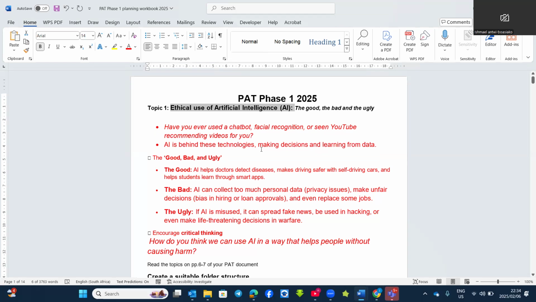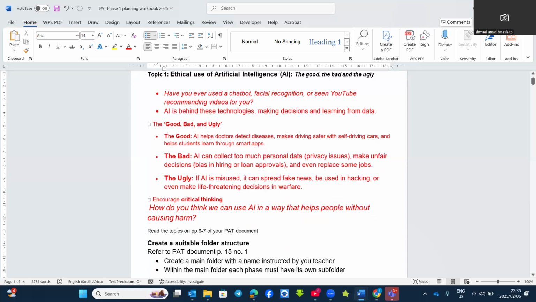So now, let's try to brainstorm this topic. Have you ever used facial recognition? Or have you ever seen YouTube recommending certain videos? The answer to this question is AI is behind these technologies. It's because of AI that makes decisions and learns from different data sets. Now, let's look at the good side, the bad side, and then the ugly side.